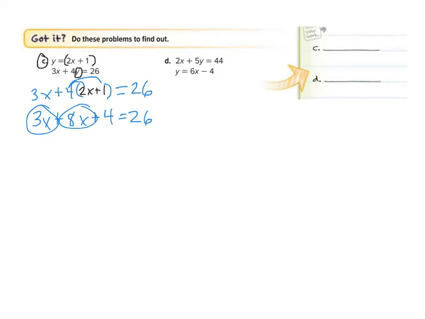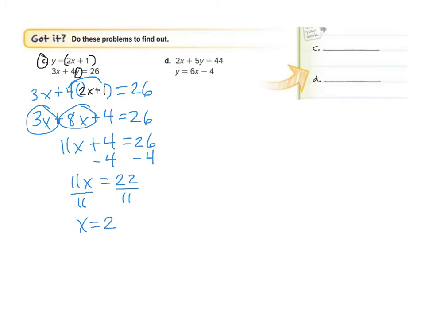3x and 8x both share a common variable. 3x plus 8x is 11x, plus 4 equals 26. Subtract 4 from both sides of the equation. We have 11x equals 26 minus 4, which is 22. Divide both sides by 11. 11x divided by 11 is just x. 22 divided by 11 is just 2. So we have x equals 2.